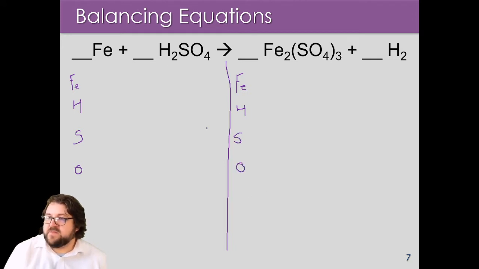And an O. Okay. So as written, how many iron atoms do I have on this side? Well, there's no number in front or after it, so I just have 1 iron atom.